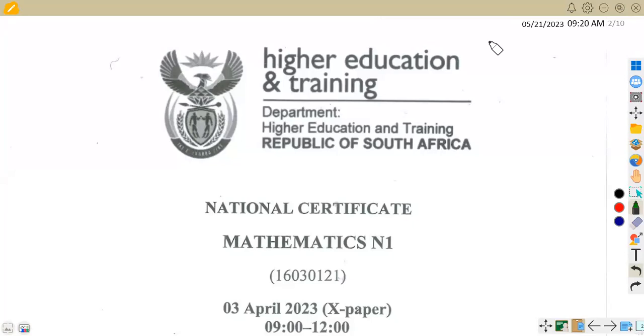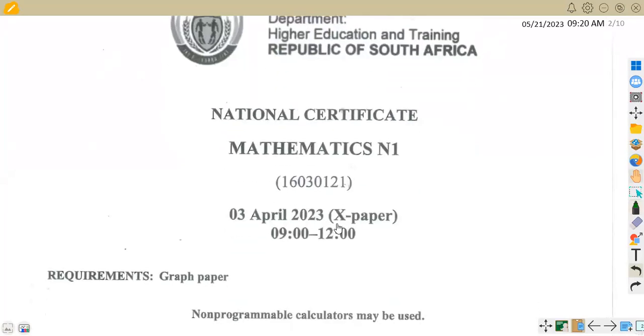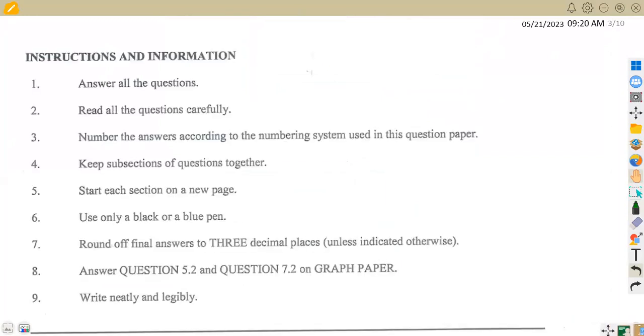We are going to be revising the question paper which was written in April 2023. So this is the April 2023 exam. We are given 3 hours for that, 9 to 12, and the requirements. We've got the graph paper, which means in this paper we shall have a part where you're going to apply a graph paper. Okay, so you've got the instructions on the first part that you're supposed to understand.